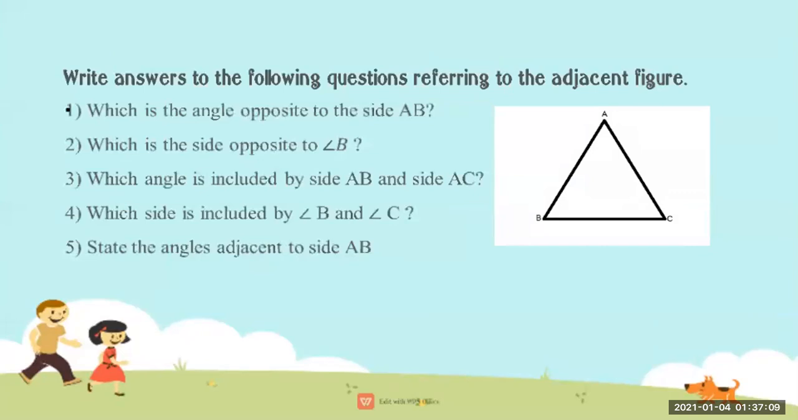Now here the first question is, which is the angle? Now here one triangle is there. Name of that triangle is ABC. Now the first question is, which is the angle opposite to the side AB? Now opposite of AB is which side? Very good. It is the side AC.